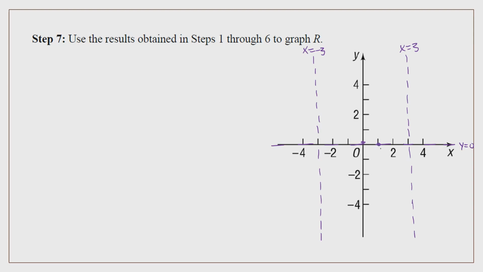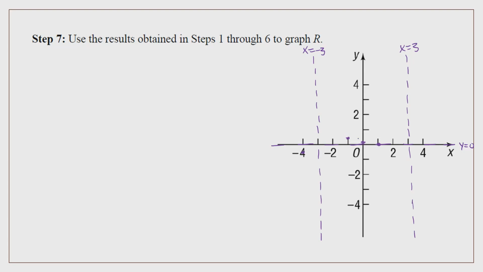Okay. We also have our 3 points that we found in our table. So we have -4, -0.7. Okay, so that'll be somewhere here. And then we have -1 and 0.25. So that would be somewhere right here.